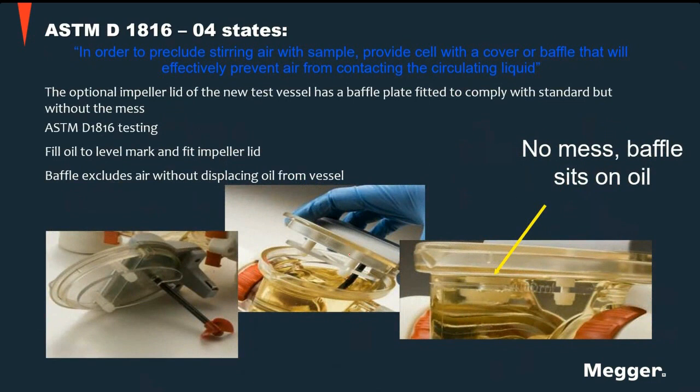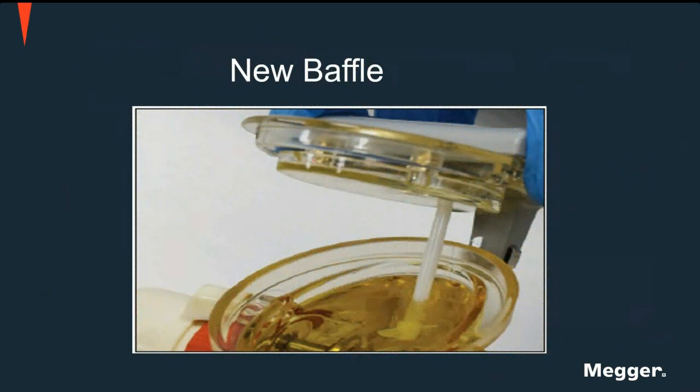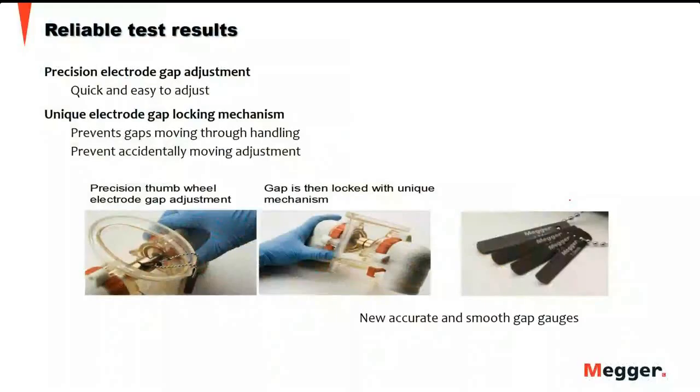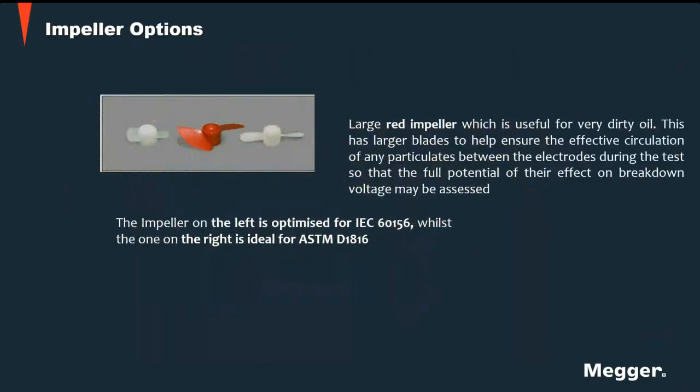No mess, because before, when we were using this one, some oil would sit on this area. In this case, the new baffle is very closed. I mean, there is no empty space that oil can go through. So this is the new baffle. It's fully covered, and we have different impellers. The red one is used normally for a dirty oil, or a contaminated oil, so we need to mix it.